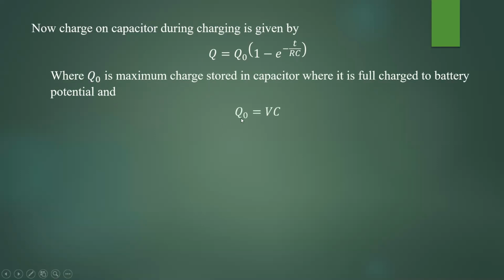And this Q0 is equal to V into C. What is the value of V? Battery voltage, it is 5 volt. What is the capacitance value? Just you have calculated, that is 100 microfarad.